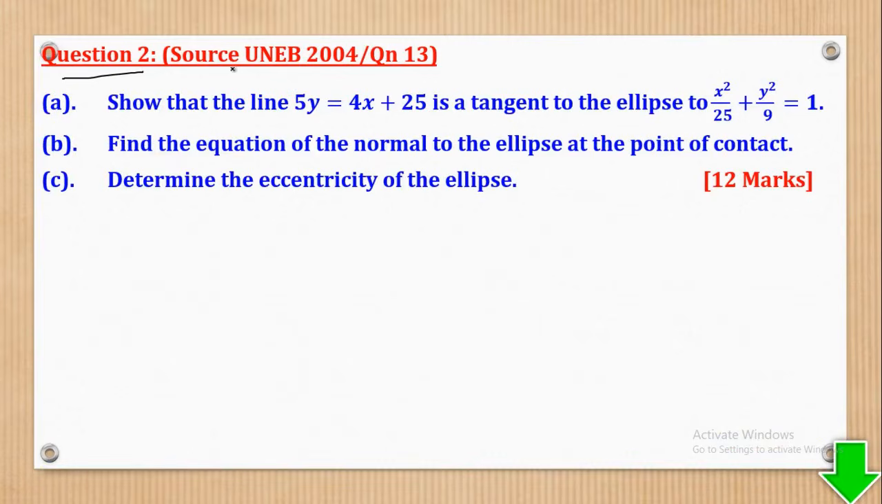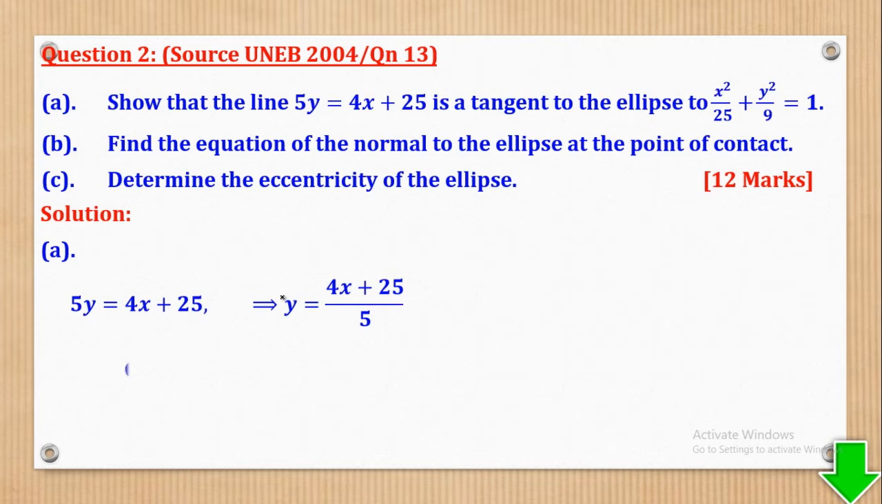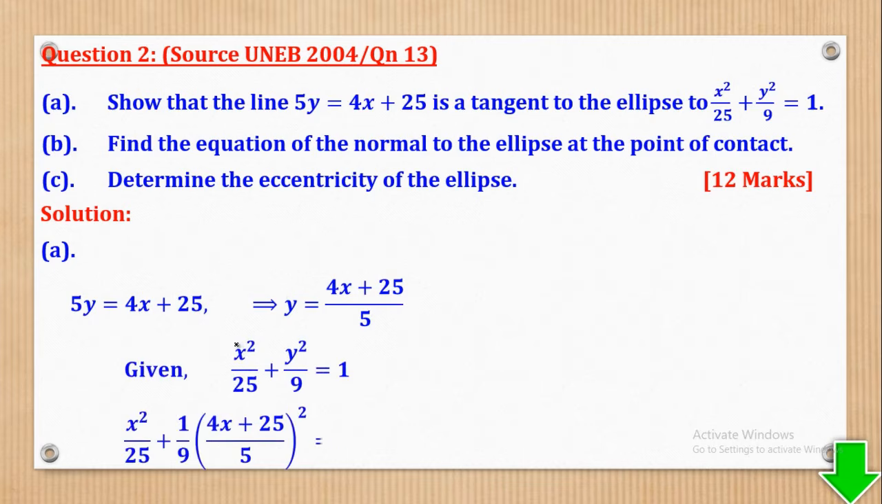Question 2 came from UNEB 2004 paper 1 question 13 and says, part A, show that the line this is a tangent to the ellipse that. So let's first show. We shall follow the same procedure, make y the subject and substitute for y in the equation of the ellipse to come up with that. Then expand to come up with that.